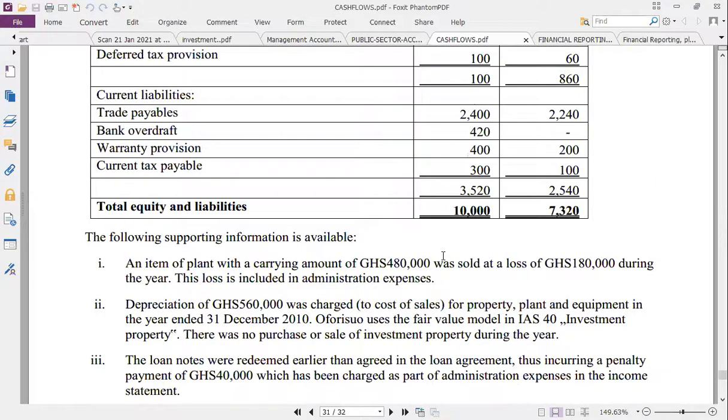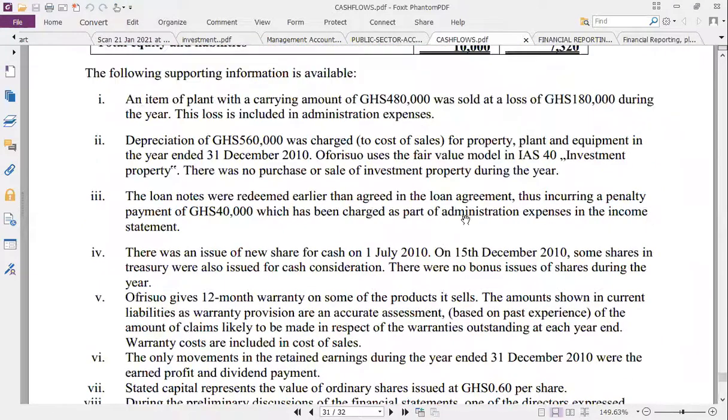Let's go to the next footnote. Note 3. A loan note was redeemed earlier than agreed in the loan notes agreement, incurring a penalty payment of 40,000, which had been charged as part of administrative expenses in the income statement. Good.